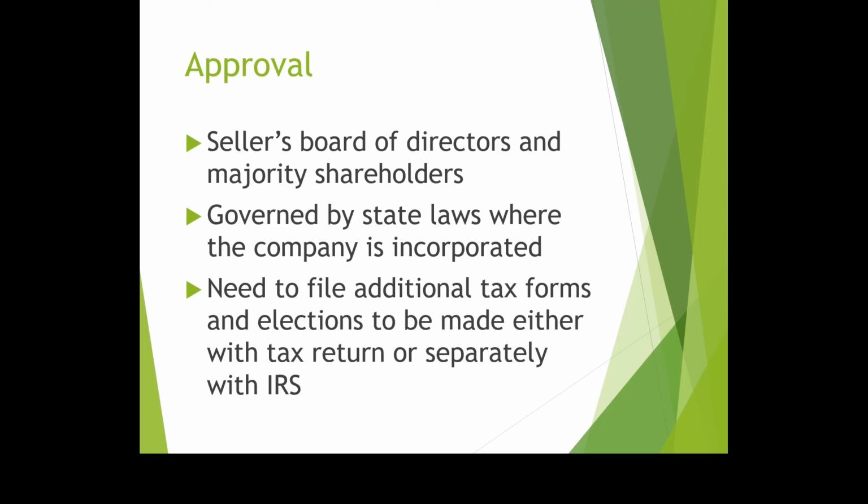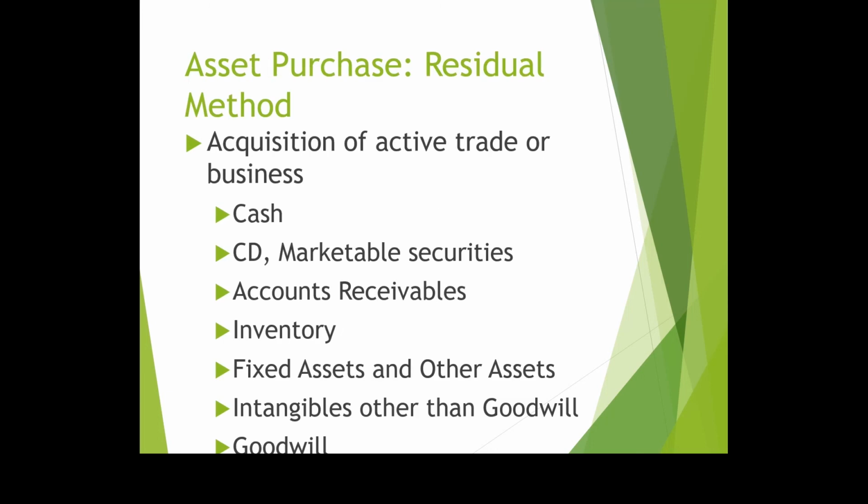And once they have gone through these things, there are a few forms that need to be filed, additional tax forms that can be filed with the tax returns, or elections that need to be made separately. But those are the things that we need to take into consideration. And once that is taken care of, the two things that happen in M&A are that we are either trying to buy the assets of the entity, or we are trying to buy the stock of the entity.